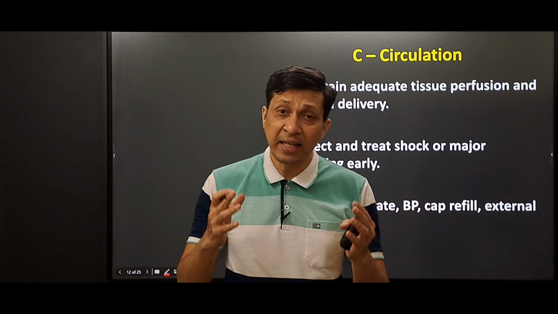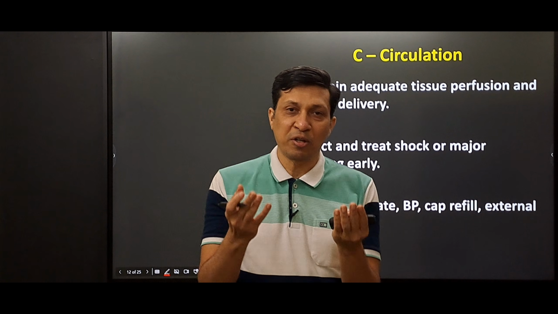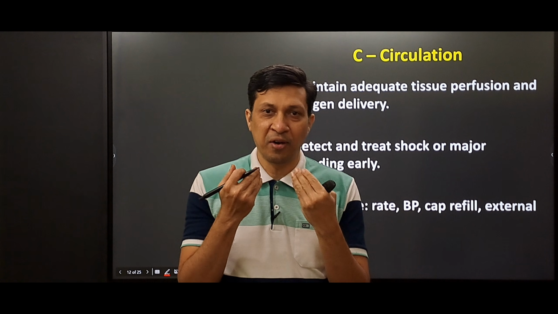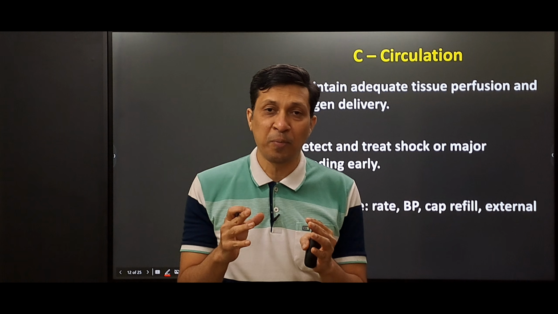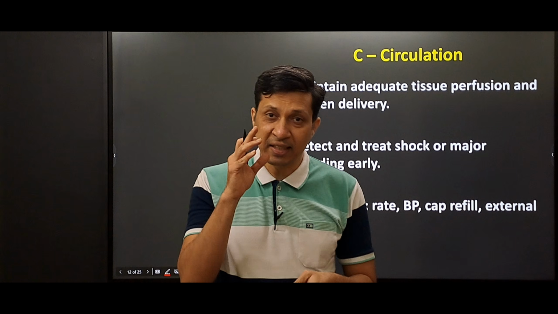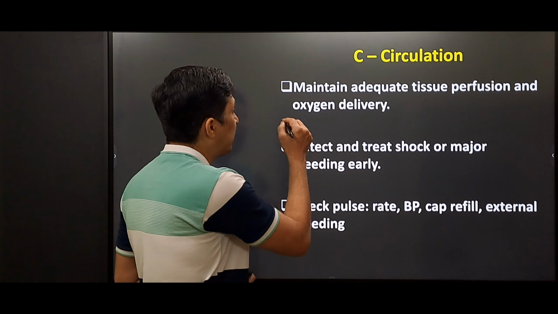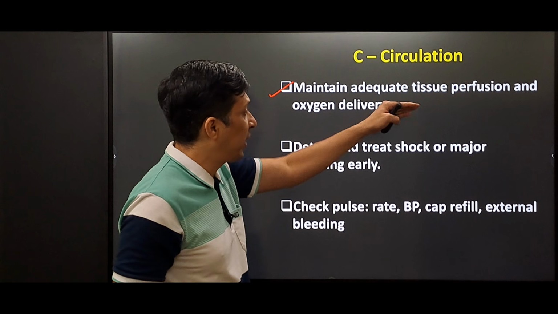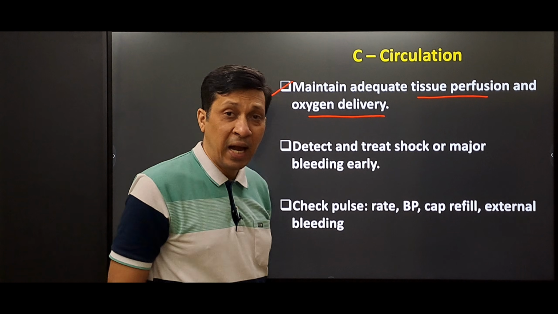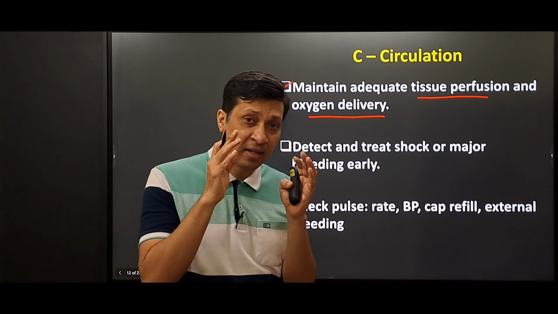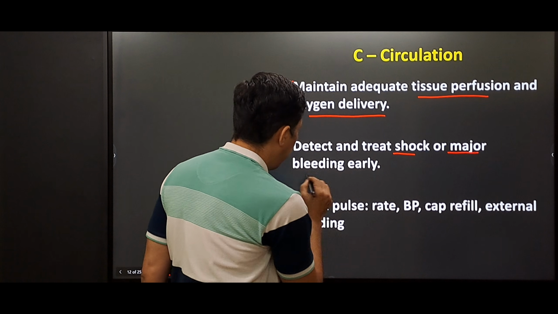Now the third and the important thing on our list is circulation. Now the oxygen has entered through the airway, through the lungs, but your circulatory system should be proper so that this oxygen is carried to the tissues. So what is our goal here? Our goal is to maintain adequate tissue perfusion and oxygen delivery. And you have to also treat certain life-threatening conditions like shock and major bleeding.